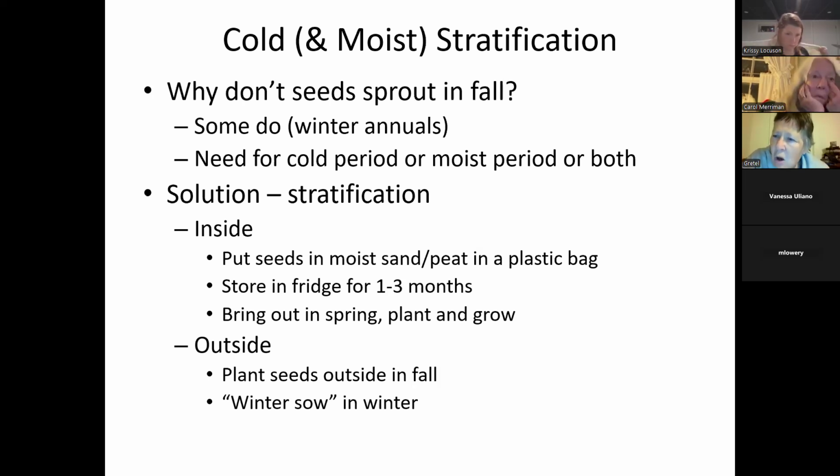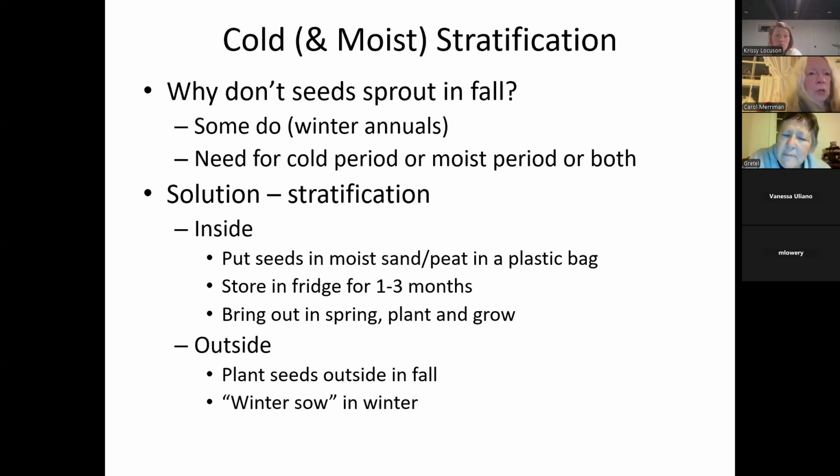Some just need cold, some need cold and moist. If they need cold and moist, one way of doing it is to put the seeds in a plastic bag with moist sand or peat, or a damp, not wet paper towel. If it's wet, they will rot. Store it in the fridge for 1 to 3 months. Bring it out in spring. They will not have germinated, probably. Plant them like you would anyway, and you'll get a much better germination rate.